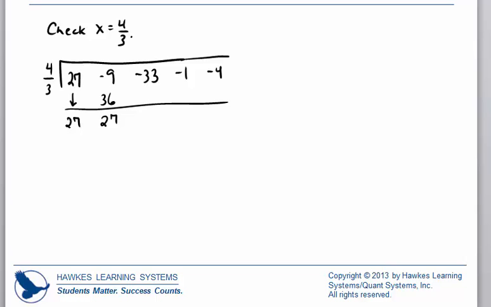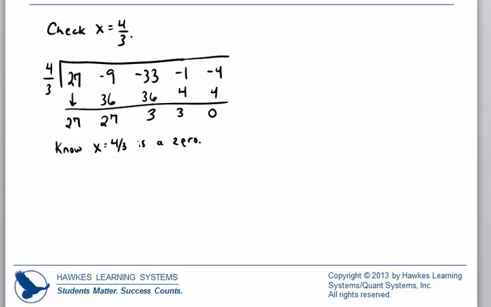And 4/3 times 27 again gives me 36. Add and I'll get 3. 4/3 times 3 gives me 4. Add, I'll get 3. 4/3 times 3 gives me 4. Add, and I'll get 0. So because I got 0, I know now that x equals 4/3 is a 0 for your polynomial.